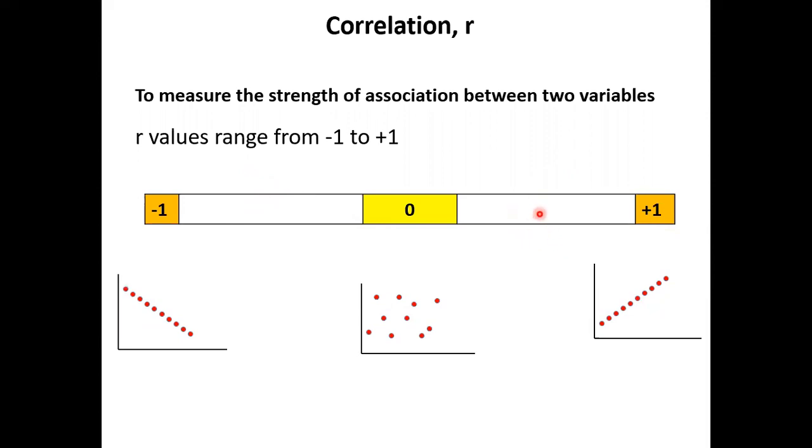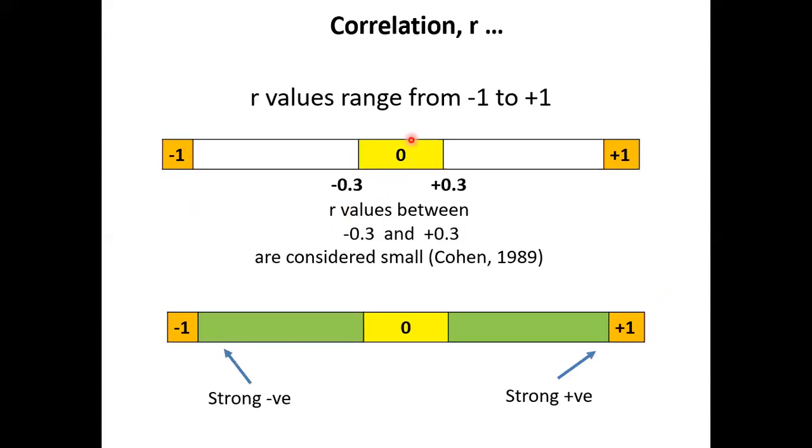Positive, is it strong, close to 1, or close to 0? Negative, is it very strong, close to -1, or close to 0? Generally, values within plus or minus 0.3 are considered small. It's called Cohen's criterion. Any values within 0.3 and minus 0.3 are considered small. As the value increases, you can say strong association, positive, strong association, negative.